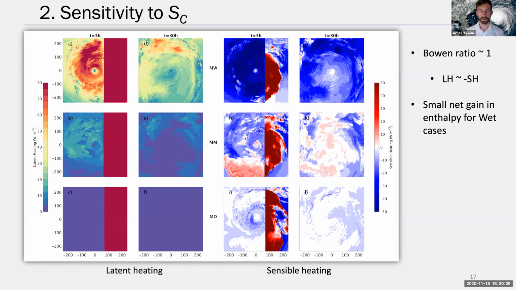So here I've plotted surface latent heat fluxes on the left, and sensible heat fluxes on the right for the moderate wet case, the moderate case, and the moderate dry case, going top to bottom. These are fluxes taken at 2 times, snapshots at 3 hours inland and 30 hours inland. And positive just means from the ground towards the atmosphere, negative, vice versa.